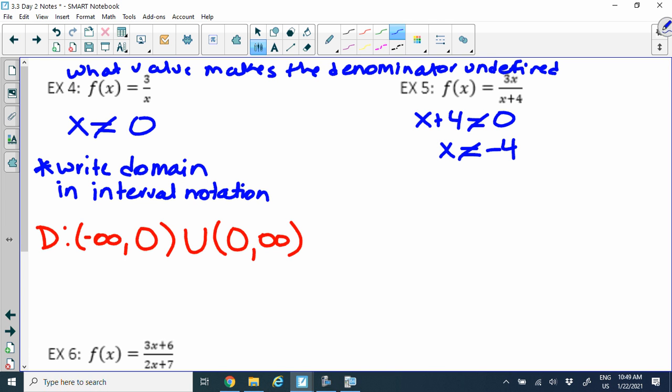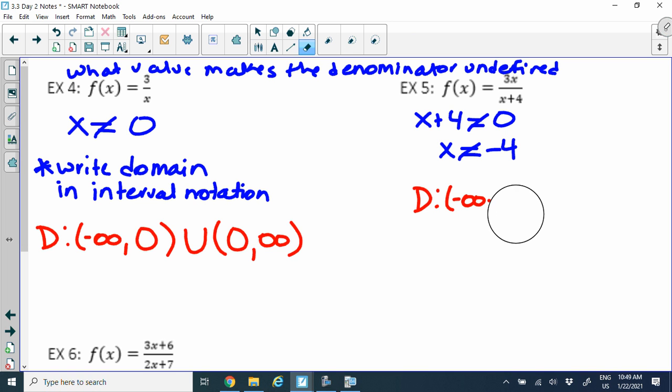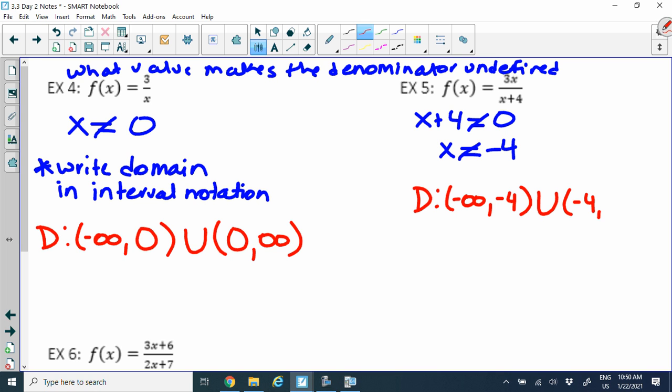Because if we plug negative 4 back into our denominator, negative 4 plus 4 gives us 0, and makes that function undefined. So that means any number smaller than negative 4 works. So we go from negative infinity to negative 4. And remember, since negative 4 is not included, we use parentheses. Now we need to represent all the numbers larger than negative 4. So we go from negative 4 with parentheses, since it's not included, to positive infinity.